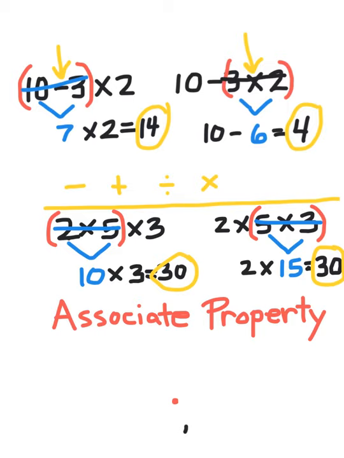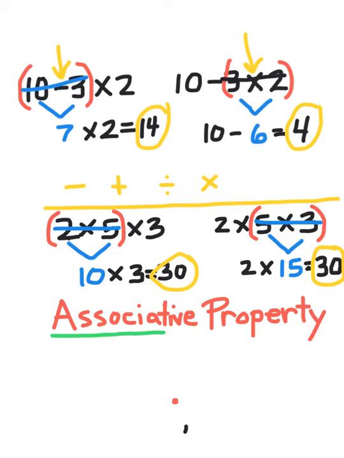The associative property. I wrote associate, I'm sorry. I wanted to tell you what associate means, but let's fix it to write associative. Associative property. T-I-V-E. Good.